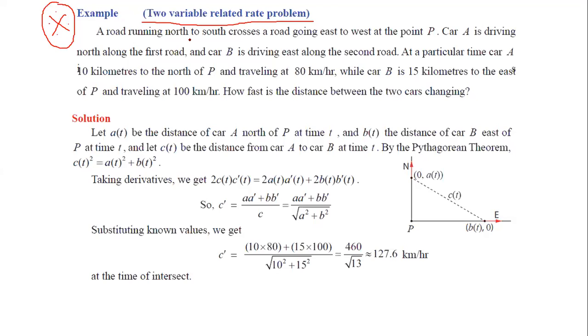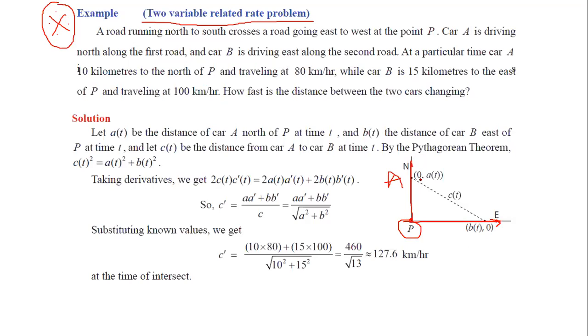A road running north to south, crossing a road going east to west at the point P. So here, given a road running north to south, and then an east to west road, joining at P. Car A is driving north along the first road, and car B is driving east along the second road.